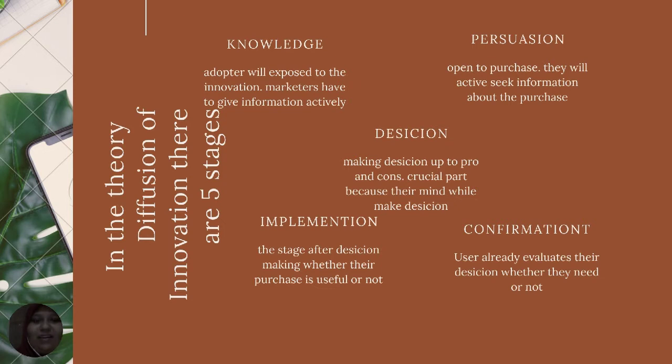This is the crucial part because their mind will weigh up and down to make a decision. The fourth one is implementation, the stage after the decision. They will think whether the product is useful or not. And the last one is confirmation. The user has already evaluated their decision and whether they need it or not.